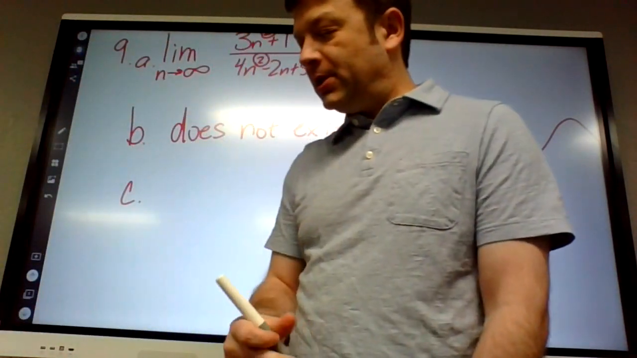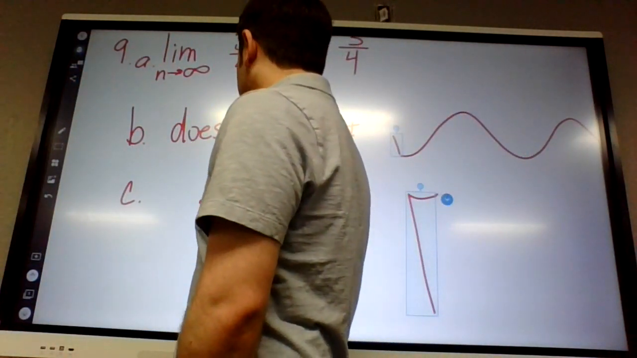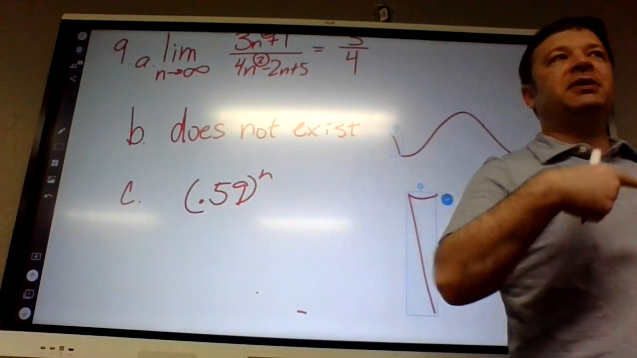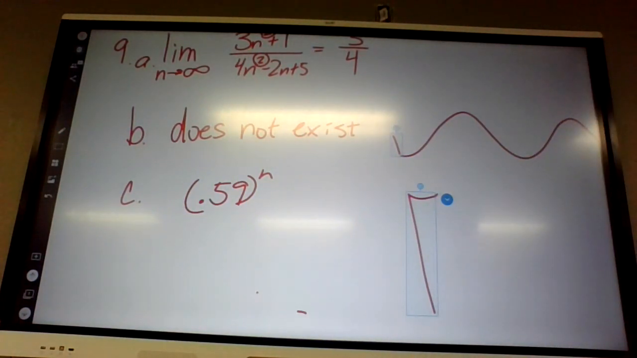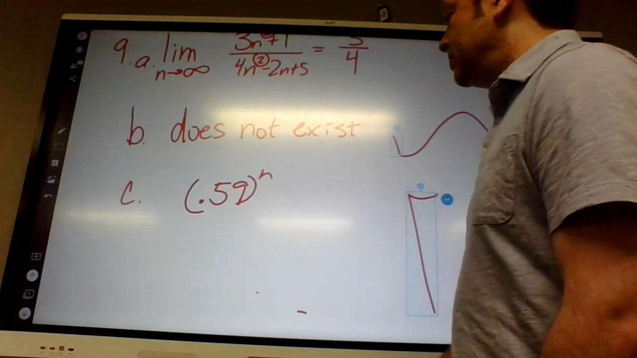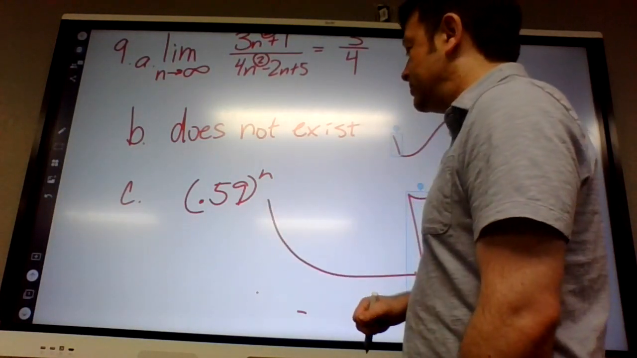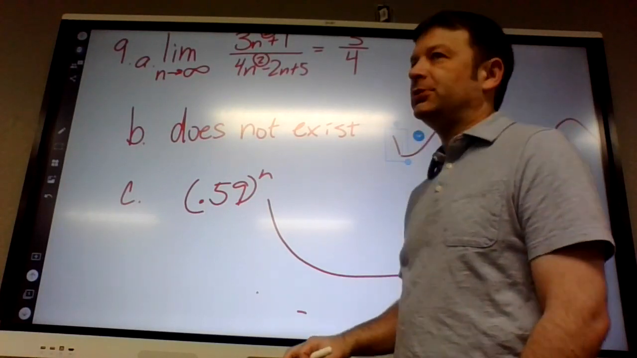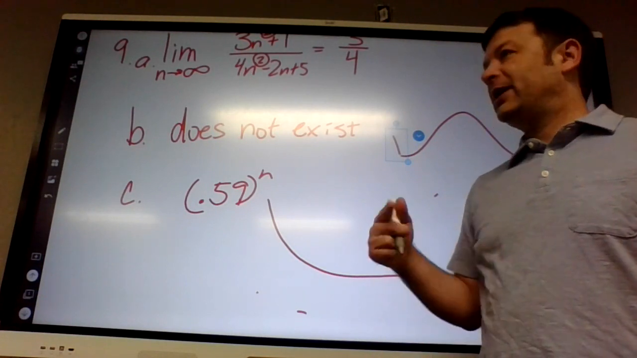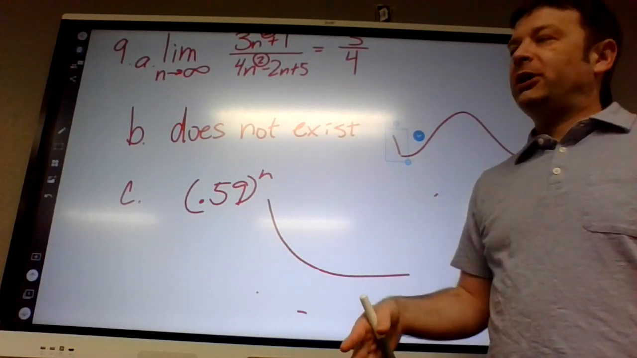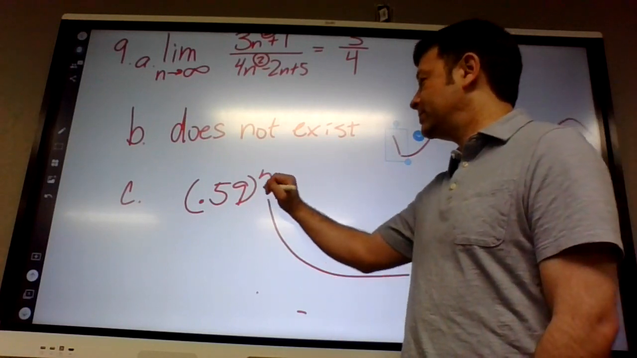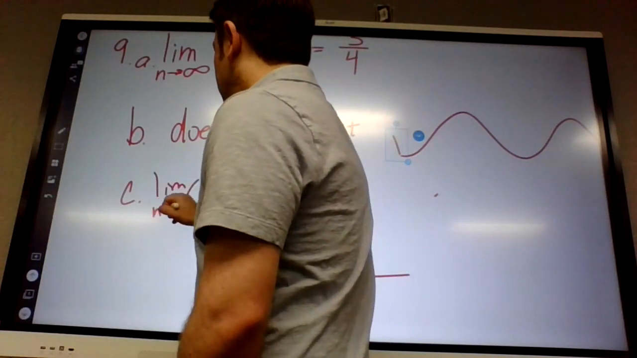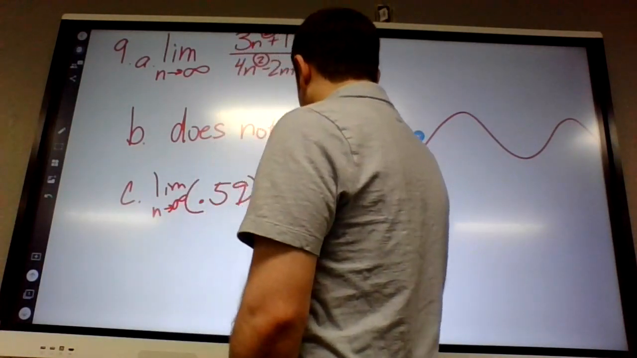Okay, so on C, it's 0.59 to the n. So if you keep multiplying by a value that's less than 1 over and over, like 1/2 times 1/2 times 1/2 times 1/2, what happens to that value? It gets tiny, tiny, tiny. Does it approach negative infinity? No, what's it actually approach? 0. Like 1/2 of 1/2 of 1/2 of 1/2. You get like 1 out of a billion eventually, which is almost nothing. So the limit approaches 0.